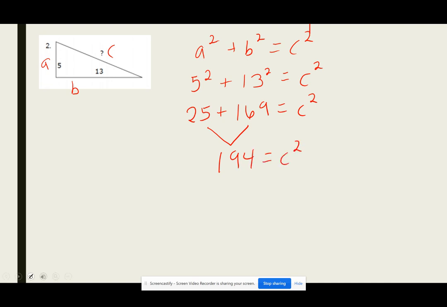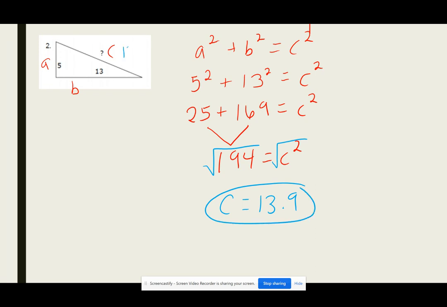And we're in the same position we were in our last problem, where we have to undo the square. To undo the square, we take the square root of both sides. So this is going to cancel out, and I'm going to have C equals. And again, we get another decimal, so we get 13.9. So that is the length of our hypotenuse.